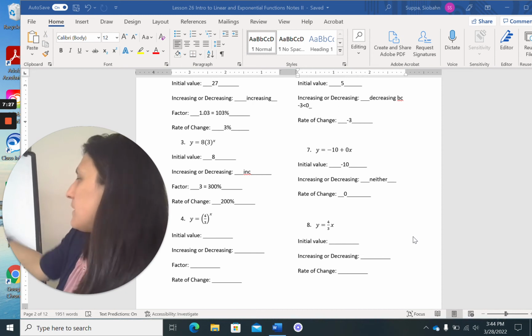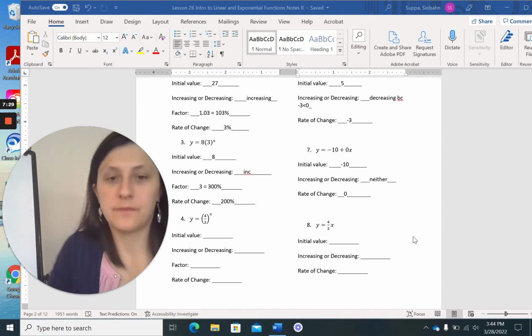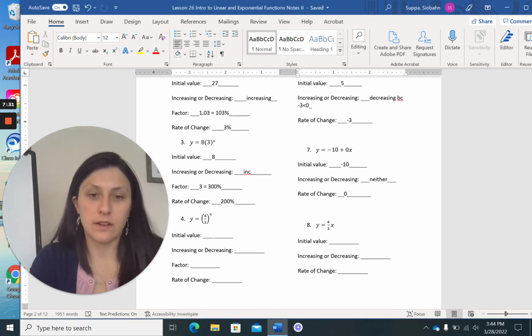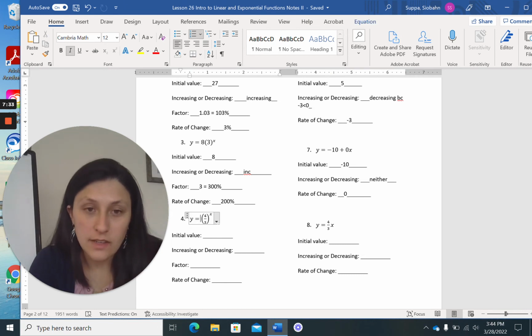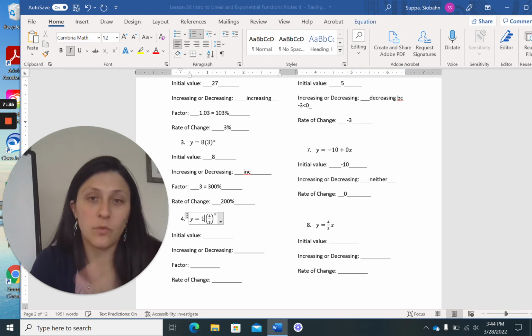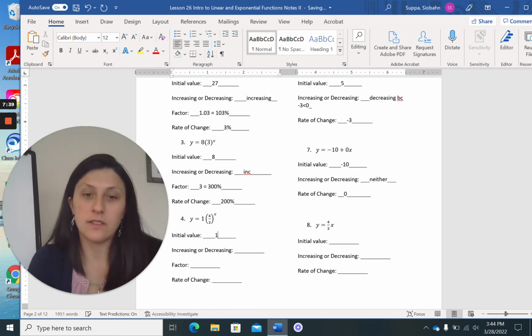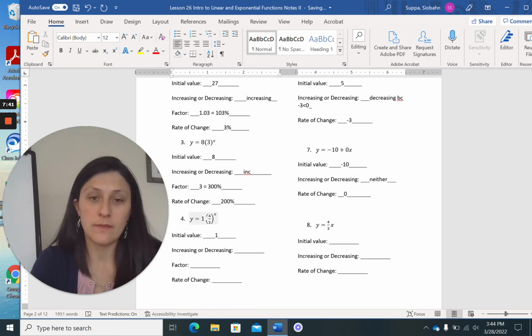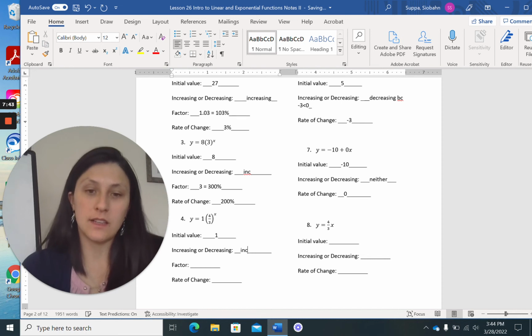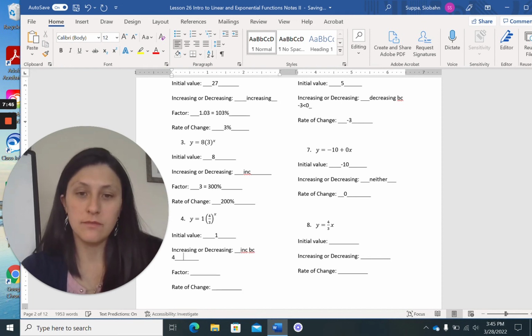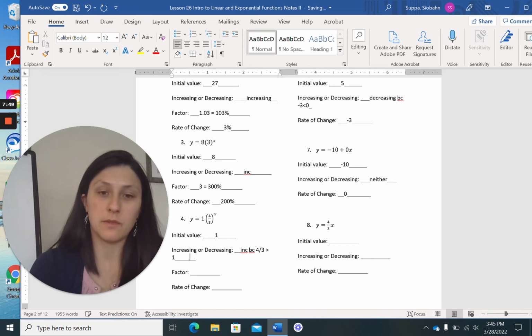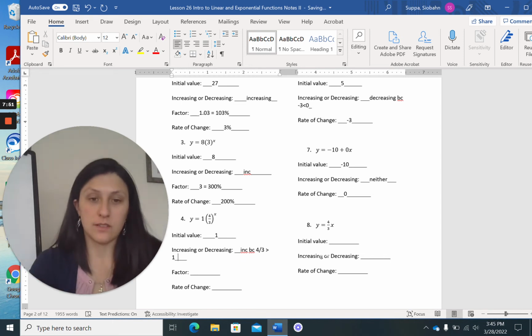Okay, and so for the exponential function, the initial value here, it's actually right there, even though it's not written, there's a 1 there, right? Because 1 times anything is still itself. So the initial value in this case is 1. This is an increasing function because 4/3 is greater than 1. So you're multiplying by a number that's bigger than 1. So this is increasing.